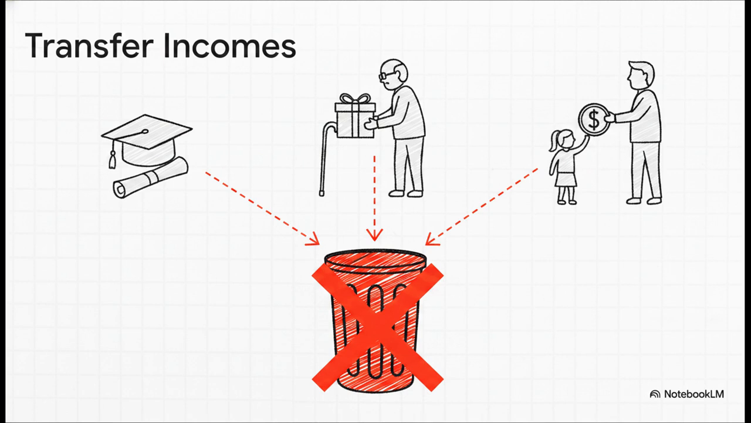Why do these get the buzzer? Because they are earned without rendering any current productive service. The money is literally just moving from one pocket to another. No fresh goods or services were created to earn that transfer.